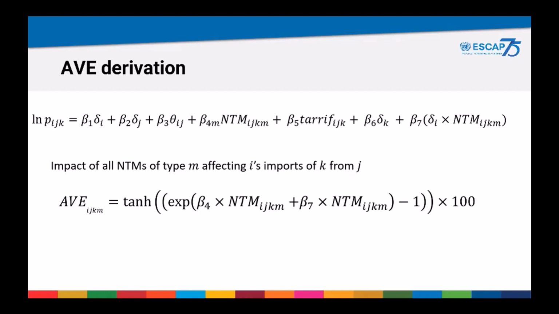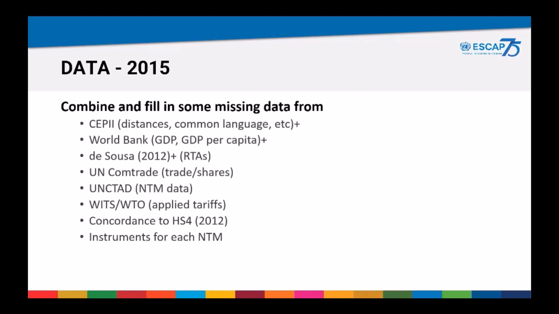So compiling all this data for running this regression has been 95% of the work, honestly. We got the distances, common language, and other common gravity modeling variables from the CEPII data set, GDP per capita from the World Bank's data sets, some De Sousa data set on RTAs, which we have expanded to 2015, Comtrade to get trade unit values as well as trade shares, and NTM data. We use the UNCTAD TRAINS data.